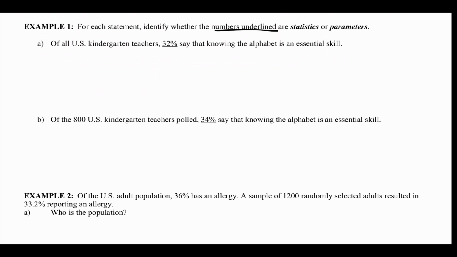So first of all, is 32% a mean or a proportion? Is it an average or is it a proportion? It's a proportion. So which symbol are we going to use, P or P hat? In other words, does 32% come from a sample or from a population? How do we know it's population? That number refers to all U.S. kindergarten teachers. That's a population. So we would say P equals 0.32. That tells me it's a proportion and that number is a parameter.